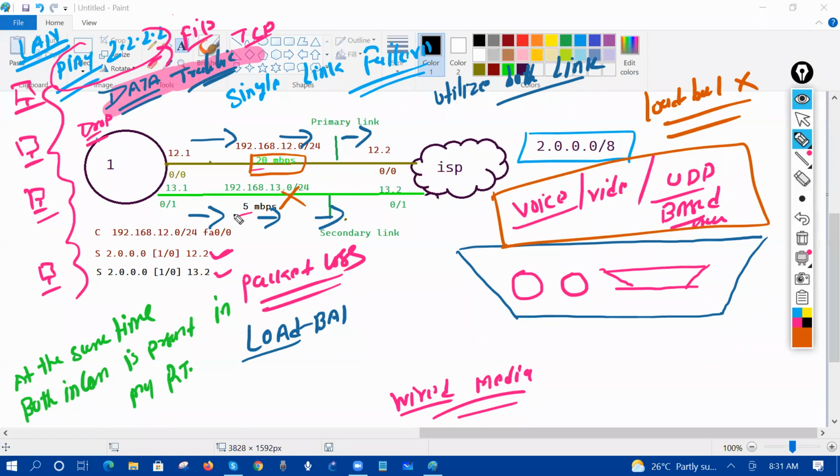Why? Of course, buddy, because this is not reliable. So in that case, I always want to use the 20 Mbps link, not the 5 Mbps link. If the 20 is not available, I can transmit my packets through the 5. But if the 20 is available, I always transmit my packets through this one, and the 5 will disappear from the routing table.